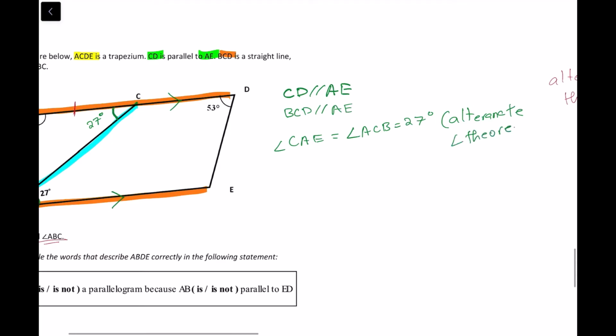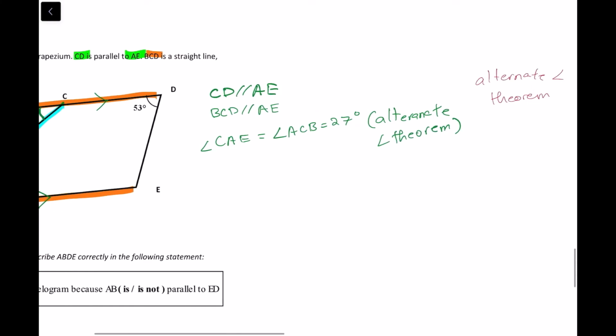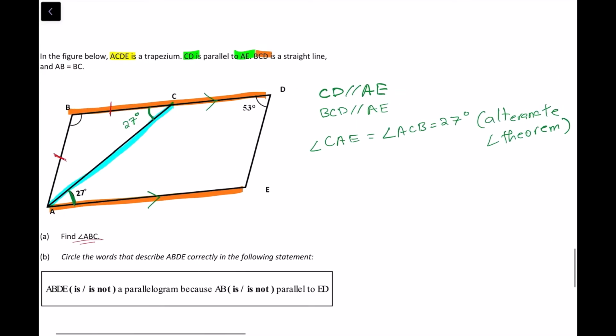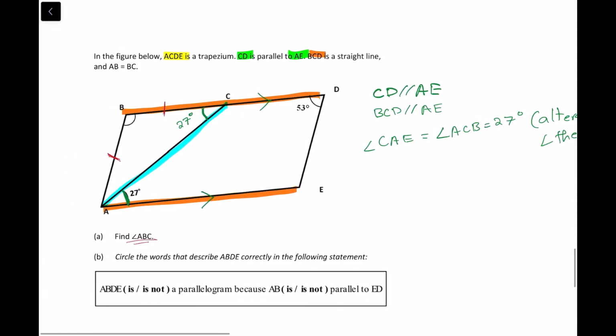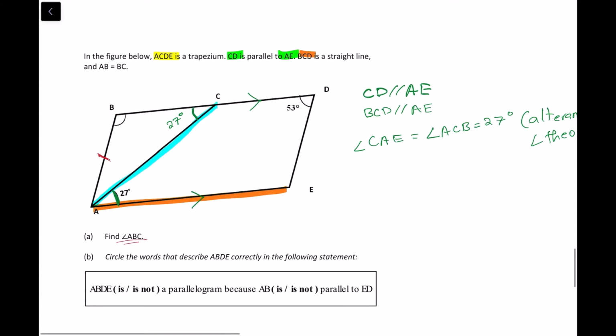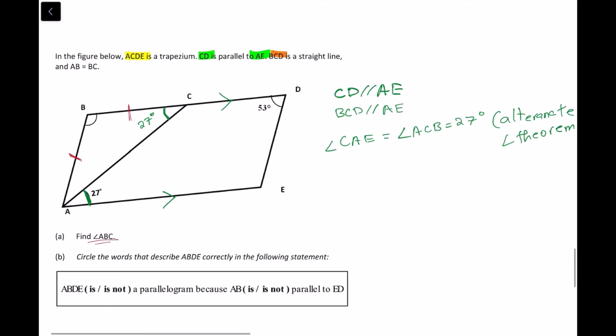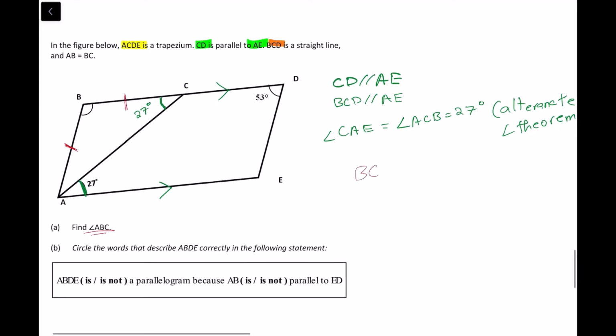Now in the exam you won't be required to write this, but I'm just writing it so that you won't forget where this 27 came from. Now let's look at triangle BCA. In triangle BCA, sides BC and BA are equal in length. So this would mean that triangle BAC is isosceles.